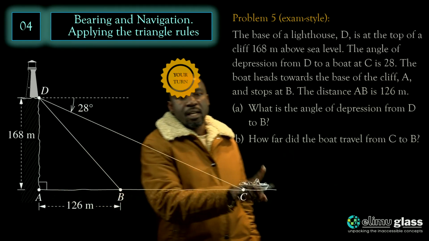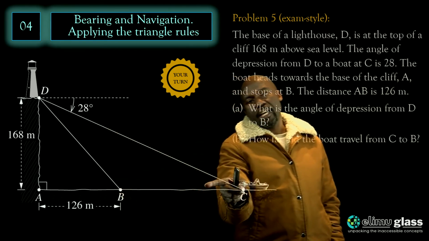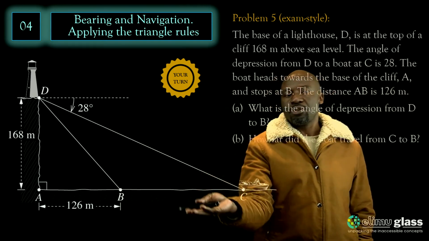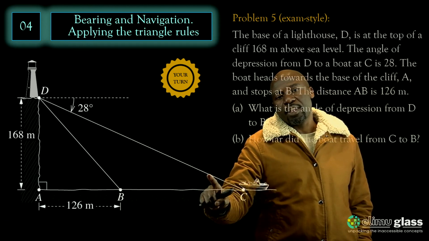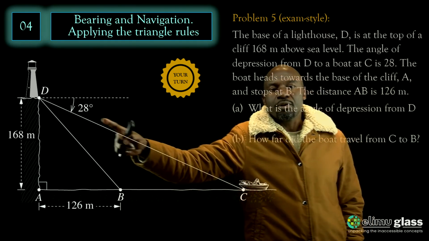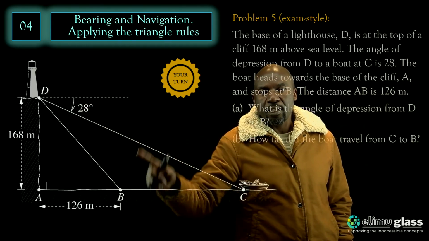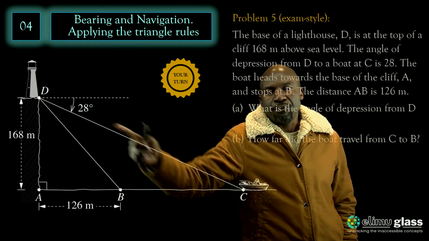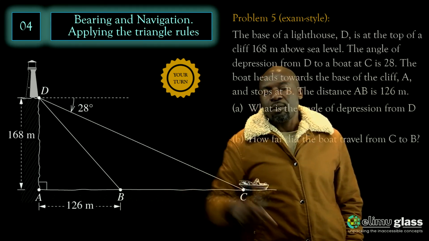On the other hand, a person on the ship here would be looking up, and we would say that this angle here would be an angle of elevation because you are raising. So when you're raising, we use the term elevation. We would say that the angle of elevation here would be 28, again because of alternate angles. This line here is parallel to the ground or the sea, and therefore if you join this with a straight line, this angle must be equal to that angle, alternate angle.